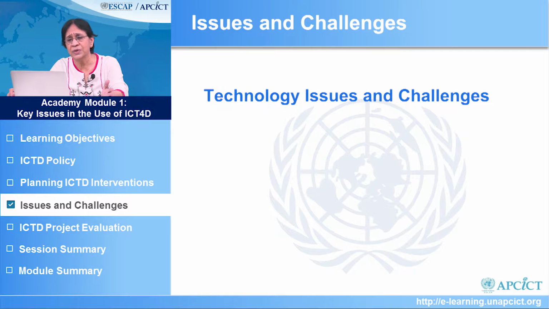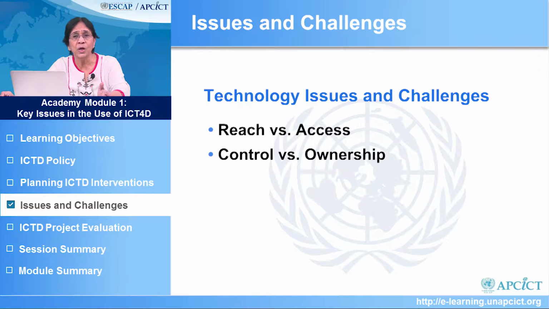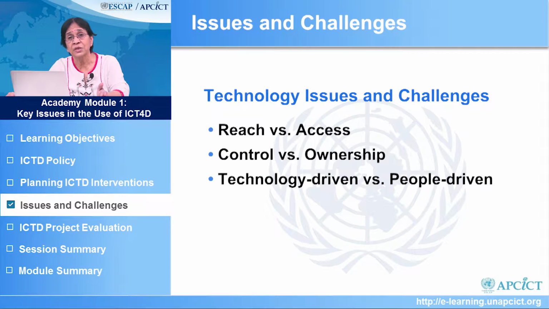Then there are technology issues. Technology issues consist of reach versus access. The mere fact of a footprint of telecommunications covering an entire country does not mean that each and every citizen can have access to it. They may not have access because they don't have electricity, or they may not have a mobile phone to access the service. Who controls and who owns the technology also plays an important role as a decision point in planning interventions. Next question is, is the intervention technology driven or people driven? And what are the costs?